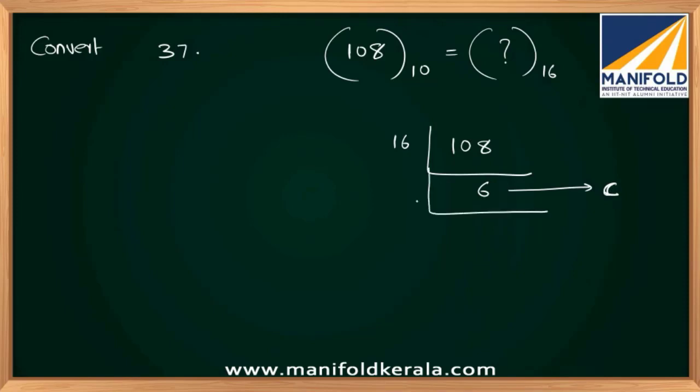Then you divide by 16, you get 0. This one is 6, and now you write it from bottom to up, and you get 6C. So that is how, if the remainder is greater than 10, you have to add the corresponding symbols A, B, C, D, etc. Right? So remember that one.